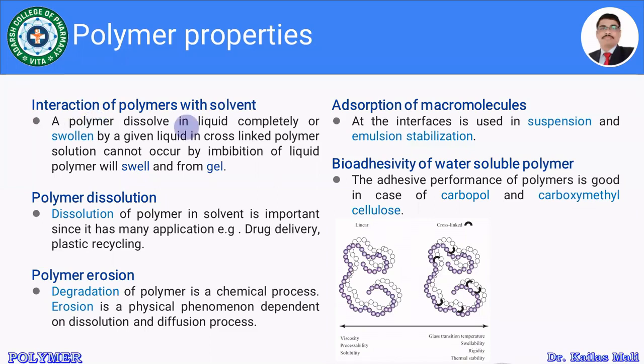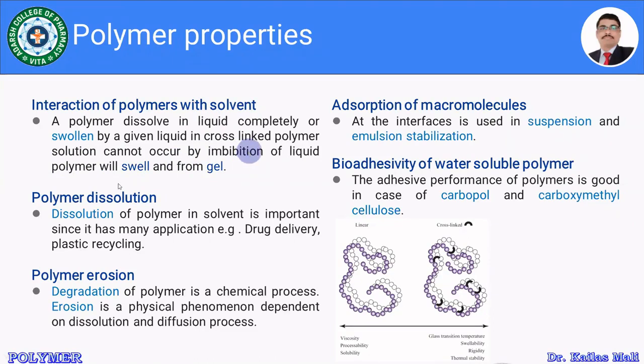A polymer dissolves in a liquid completely, or is swollen by a given liquid. In a cross-linked polymer, solution cannot occur; by imbibition of liquid, the polymer will swell and form a gel. So this is how the polymer is going to interact with the solvent. That is a very, very important thing.